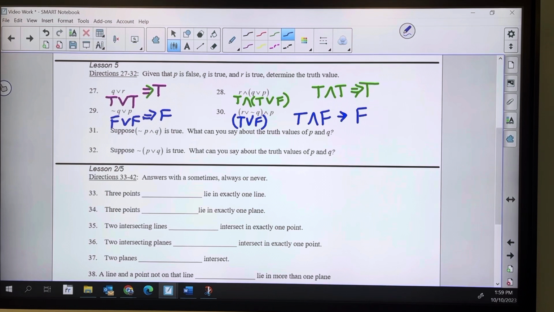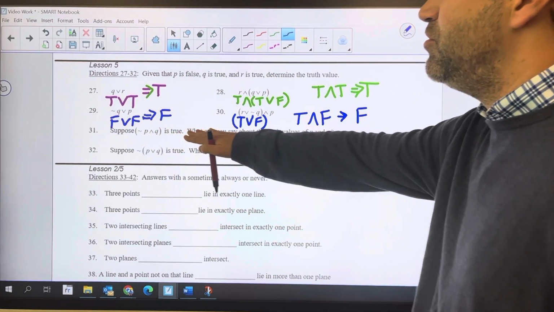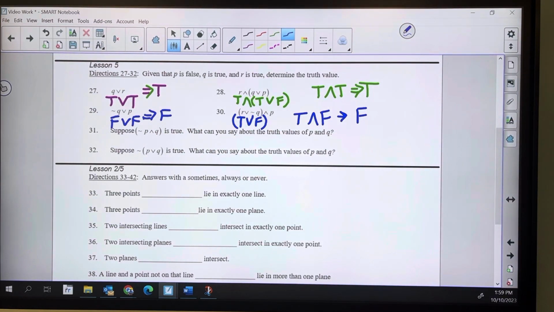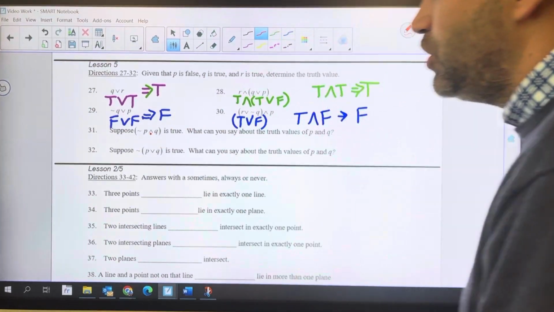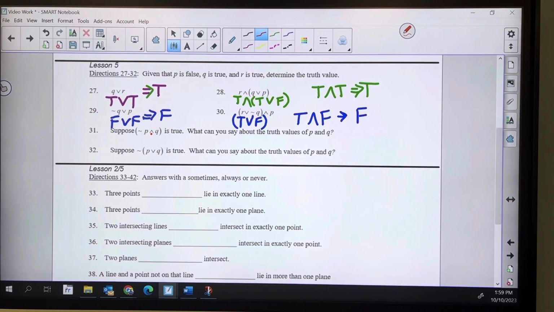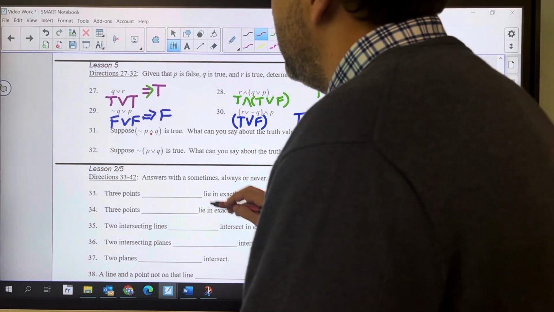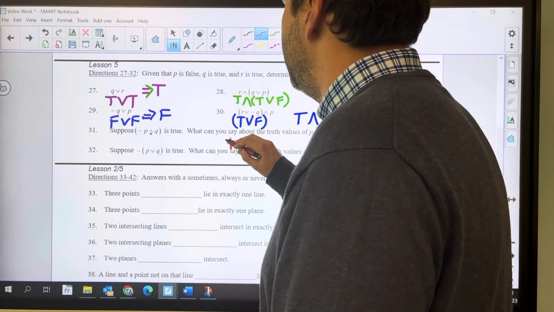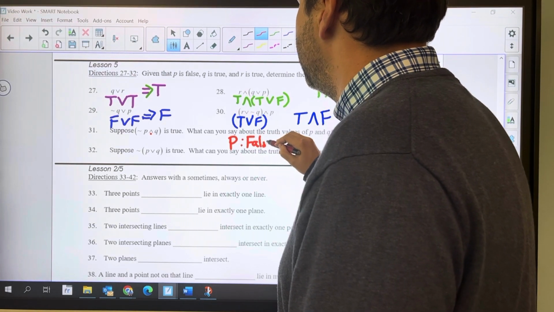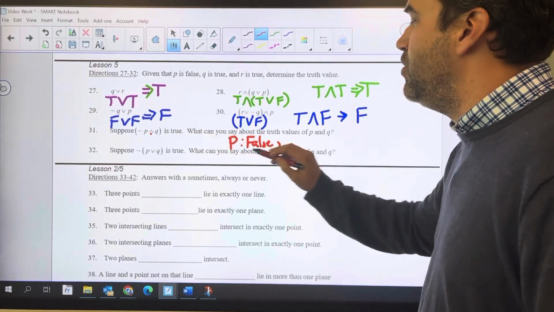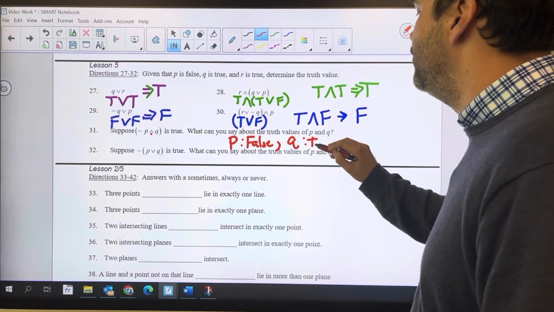31 and 32 are the real thinking problems. This is kind of leaning into that 6, 7, 8 type of world. So I'm telling you that the value of this statement is true. What do I know about P and Q? All right. Since it's an and statement, a conjunction, we need both of them to be true for the statement to be true. So that means that not P is true, which means that P must be false, because I need the opposite to be true, and Q must be true.